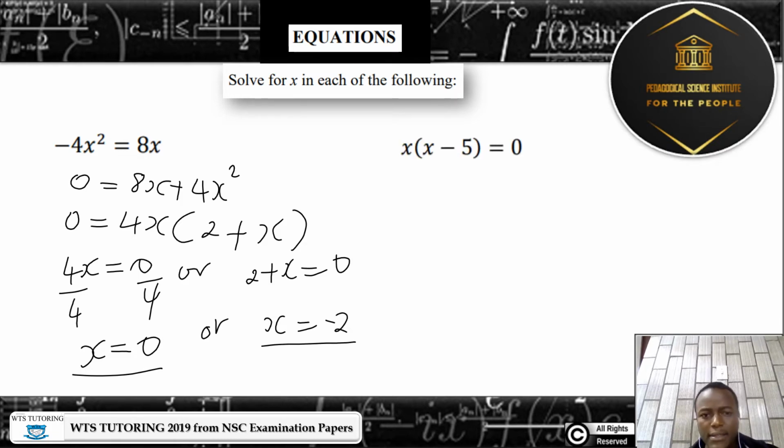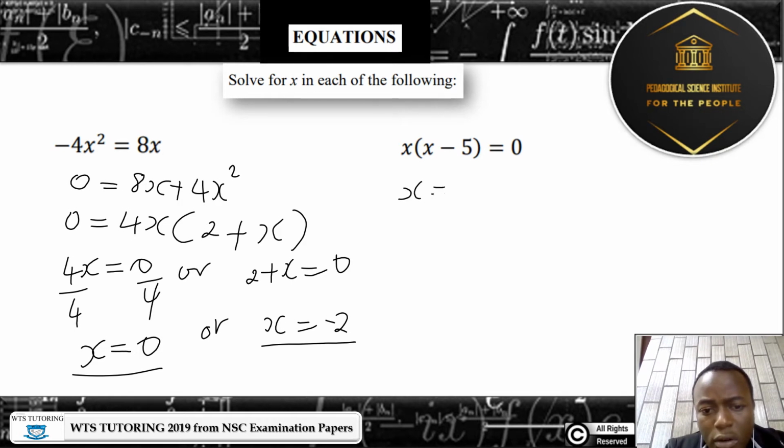Okay, let us look at the second question. It also says solve for x. Now you can see that you are given factors that are equated to 0. Then you have to think of the 0 factor rule, right? Each factor will be equated to 0. Then you solve for x. So this one is simple.